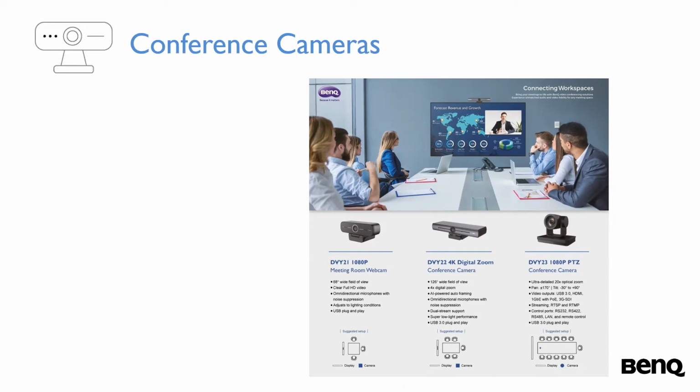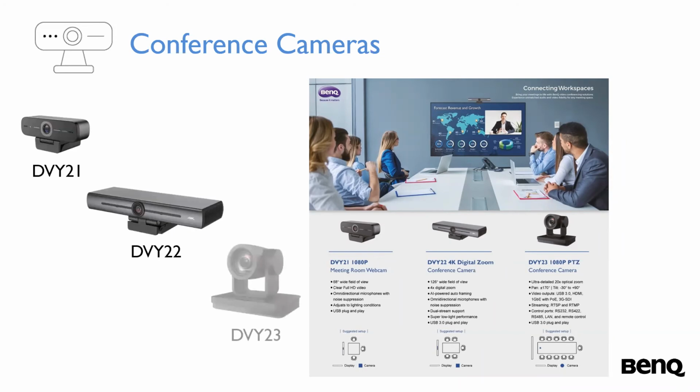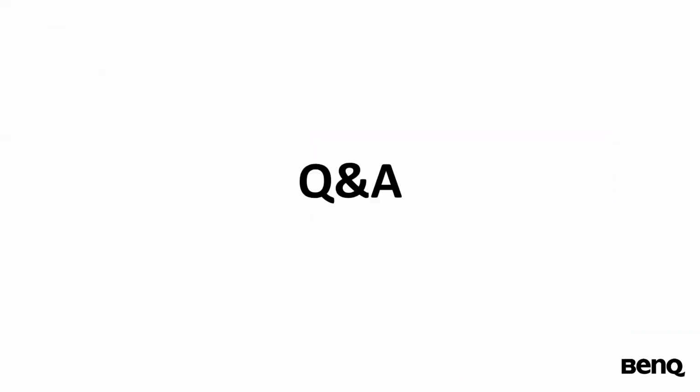Utilizing an external conference camera gives you the flexibility to control the type of camera you choose based on the size of your room, and the added security of being able to unplug the device via USB when it's not being used. We've got 3 cameras in the BenQ range: the DVY21, which is the huddle space and home camera. We've got the DVY22, which has the wide angle lens and can cover medium size classrooms. And we've got the DVY23, which is a pan tilt zoom camera, which is really good for conference rooms and lecture halls. I know I went through that very, very quickly.